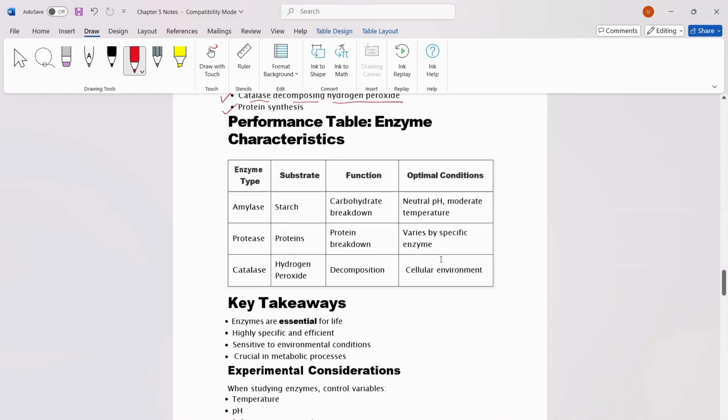Performance table of enzymes' characteristics. Enzyme amylase, its substrate is starch. Function is to break down carbohydrate, and the optimal condition is neutral pH, moderate temperature. Second is protease. Substrate is protein. Function is breakdown of protein. Optimal condition varies by specific enzymes. Third is catalase. Substrate is hydrogen peroxide. Function is decomposition, and the optimal condition is the cellular environment.